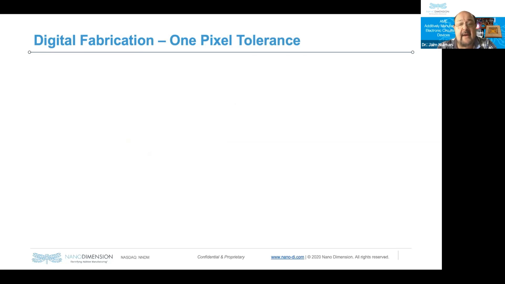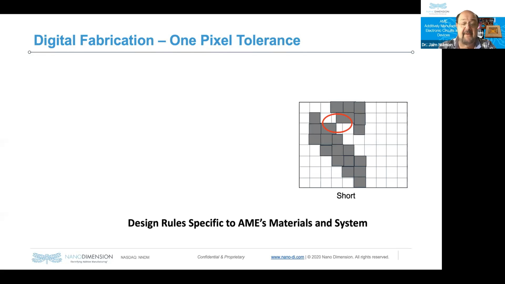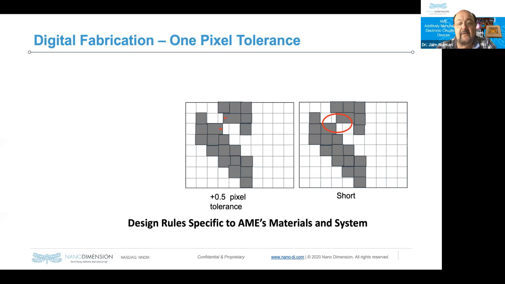Digital fabrication usually has a 1 pixel tolerance, so let's see what the impact of that is. If you design everything within 1 pixel, the possibility of having a short is very high. You need design rules specific to the AME materials and the system, because both work together to optimize the deposition and the resolution you're going to be printing with. If you go with a plus pixel tolerance, you avoid the shorts, but you are at very high risk on the tolerances due to position accuracy, as well as deviation of the drops that could happen as the print evolves and the usage of the printer heads and nozzles continues.